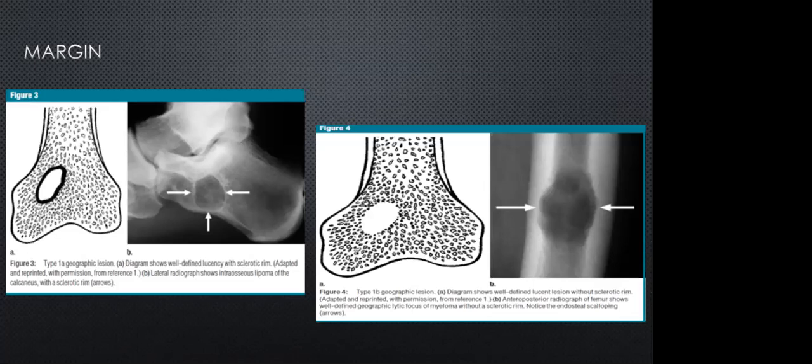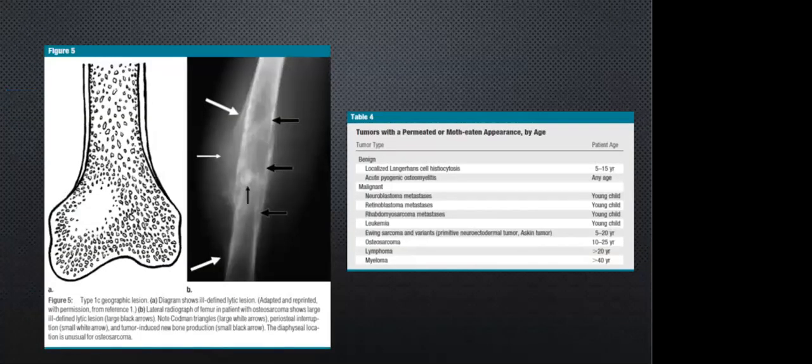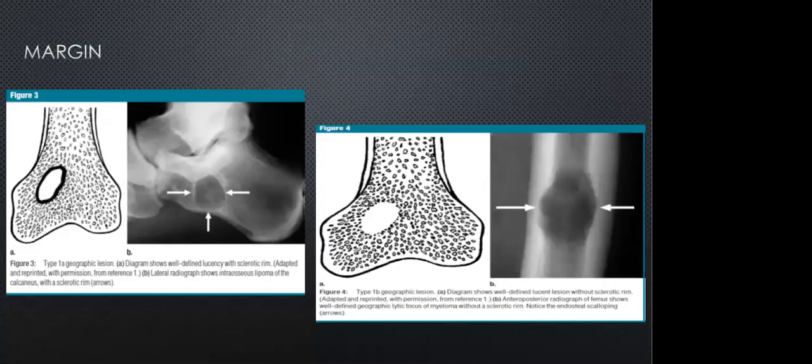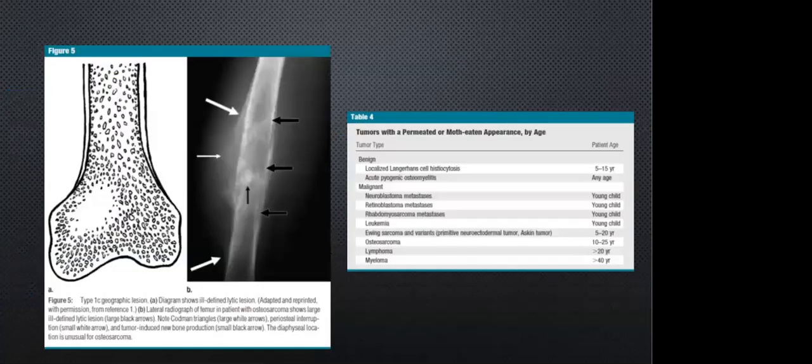A focal discrete lesion is called geographic. Geographic lesions are classified as type 1 and can be further classified as type 1A, well-defined border with sclerotic ring, like picture 3, and type 1B, well-defined border but without sclerotic ring, like the picture at the right side. These features point to a benign process.